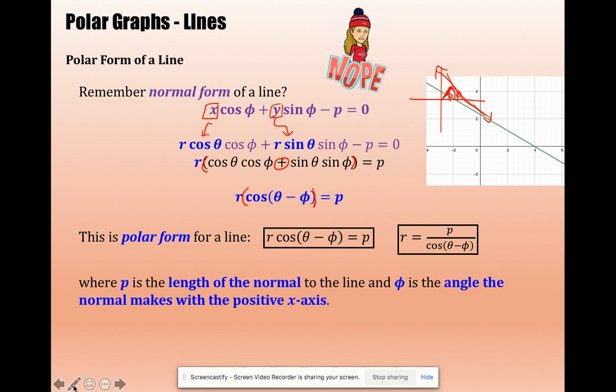So that is the two forms of polar. And the only difference between this equation and this is I got r by itself in this equation, where I just divided everybody by cosine of theta minus phi. Okay? P again is the length of the normal, and the normal is from the pole or the origin. The normal, remember, normal is perpendicular. And phi is the angle from the standard position up to the normal, that the normal makes with the positive x-axis.